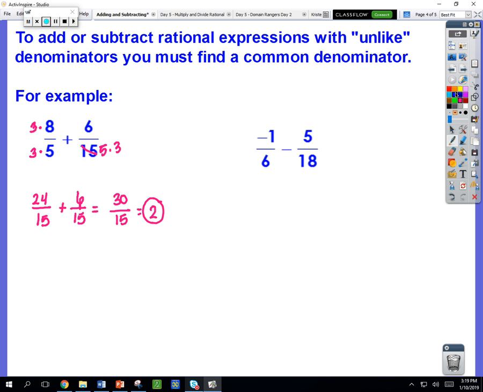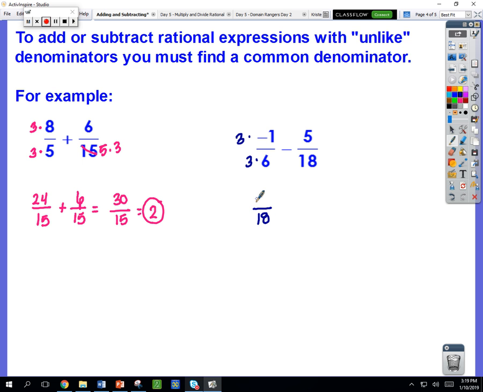So same here, I need to make it match. So technically this is 6 times 3. So I could just multiply again the top and the bottom by 3. It won't always be 3. It just happened to be in the 2 examples that I chose. So this one will be 18 now on the bottom, which is what I wanted.